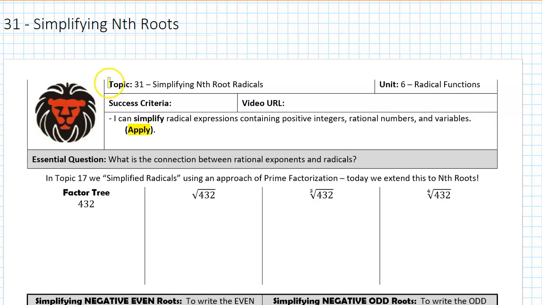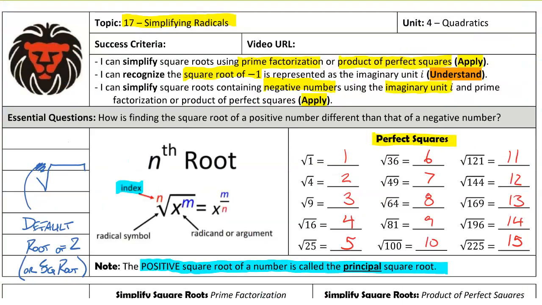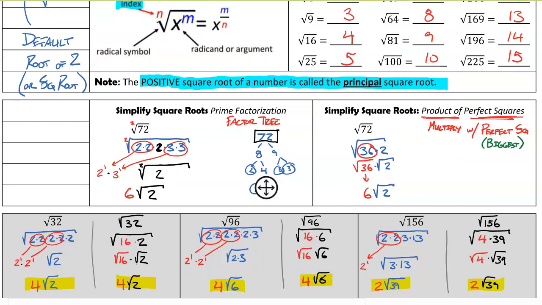This video is for topic 31, simplifying nth root radicals. Now, we have simplified radicals before. Way back in topic number 17, we were working predominantly where roots had an index of 2. We approached this with two methods, either using prime factorization or multiplying by perfect squares.